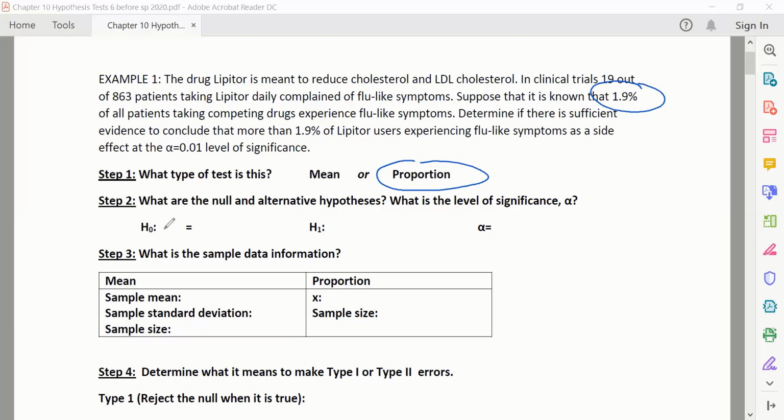So our null hypothesis, step two, is going to be the proportion equals 0.019, and H1 is the proportion not equal to 0.019, and they're saying more than 1.9%, so it'll be greater than. So those are all hypotheses, and our alpha, they told us, was 0.01.